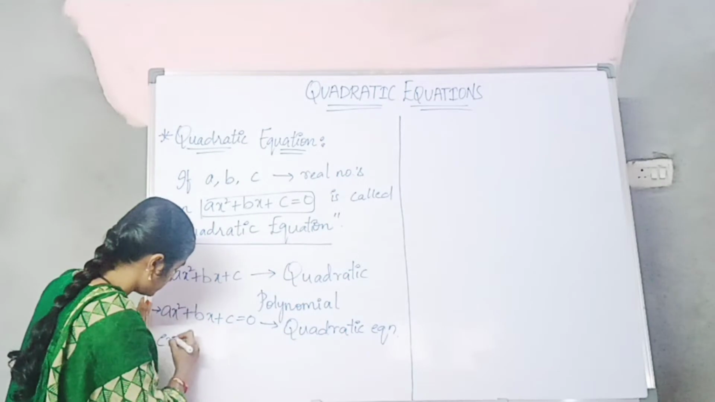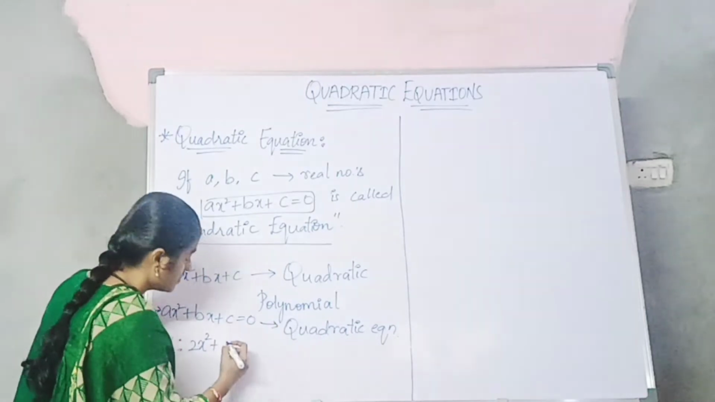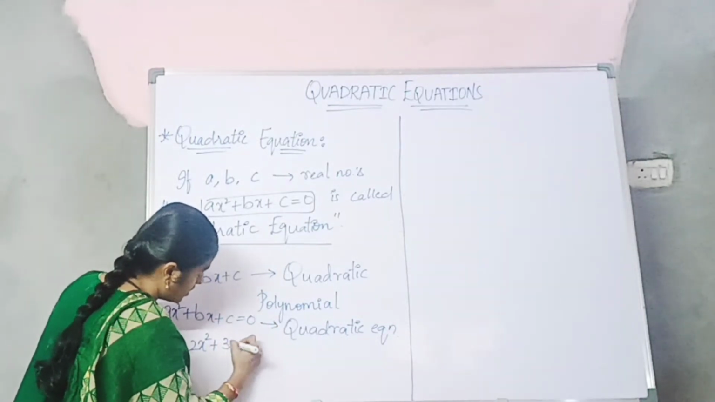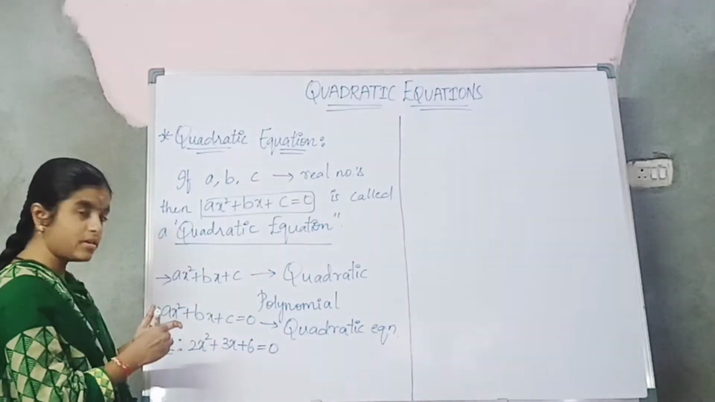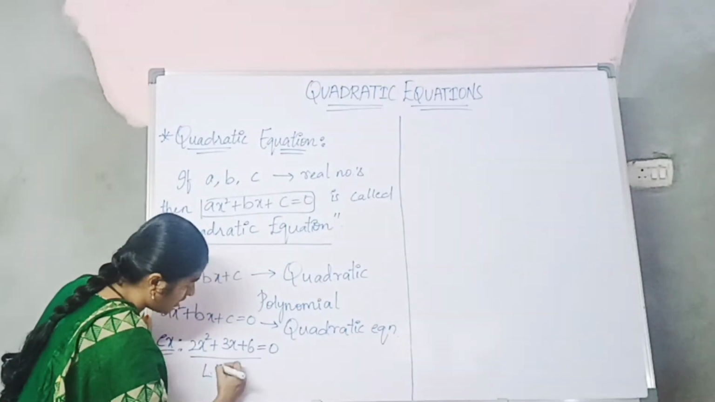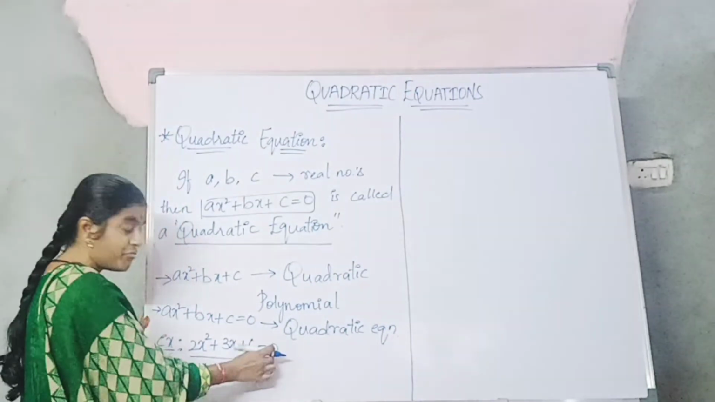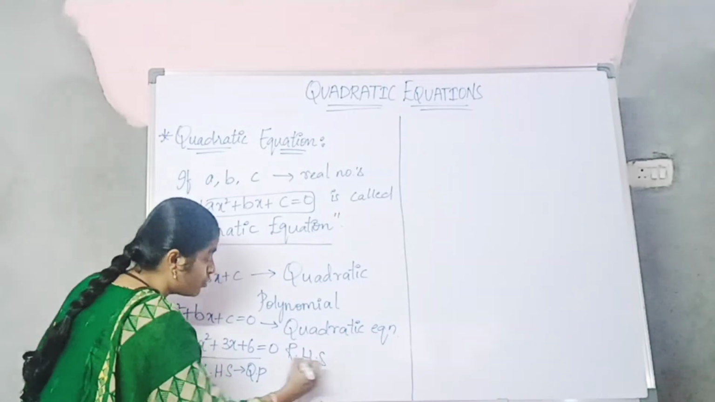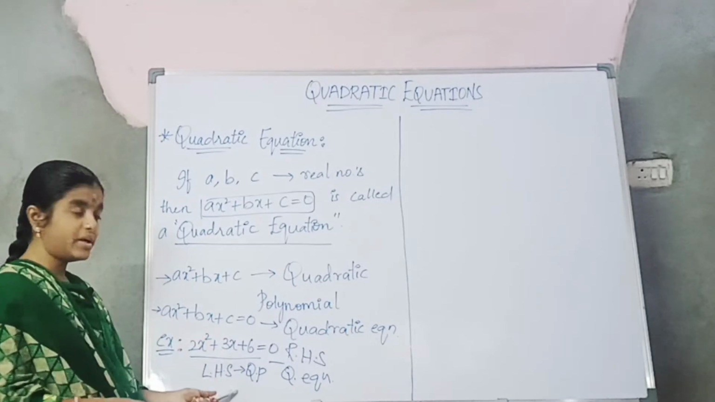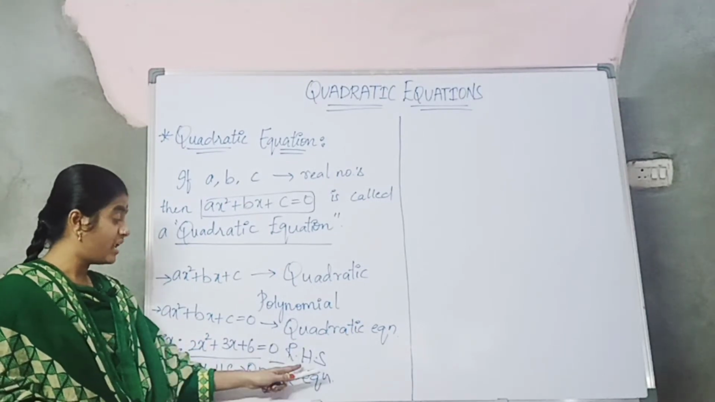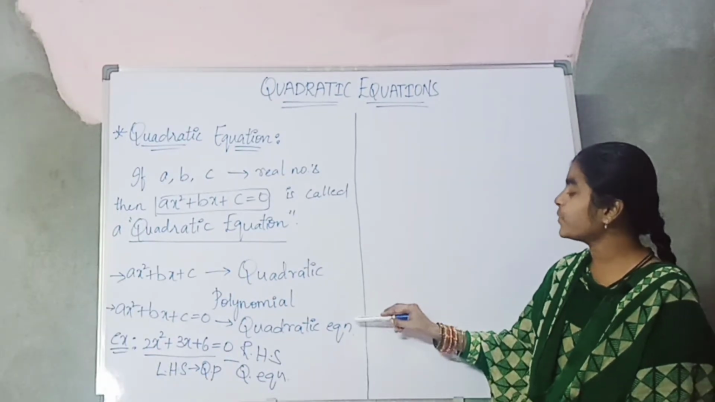For example, 2x square plus 3x plus 6 equals to 0. So what is quadratic polynomial here? Here the LHS is a quadratic polynomial. If the RHS equals to 0, then it is known as a quadratic equation. So this is about quadratic polynomial and quadratic equation.